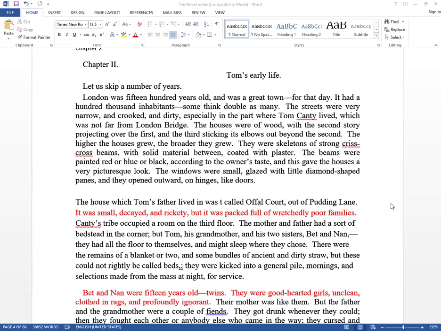There is only one piece, P-I-E-C-E, of furniture in Tom's house. It is some kind of a bed.